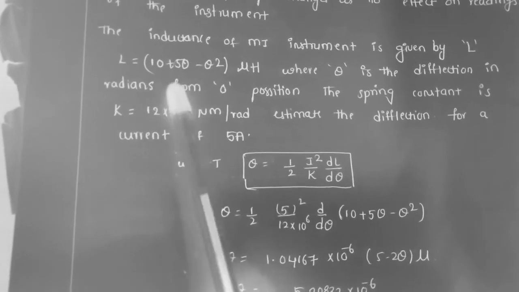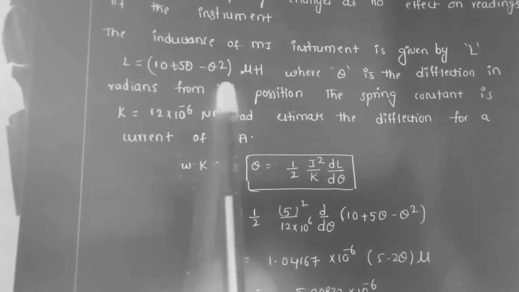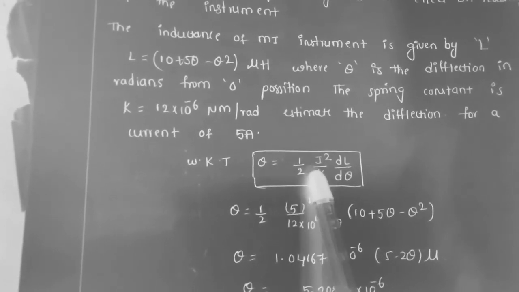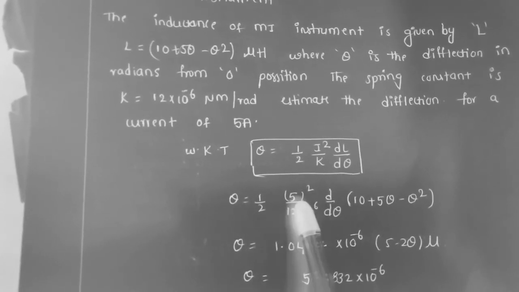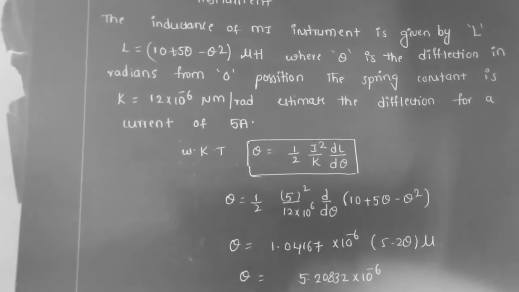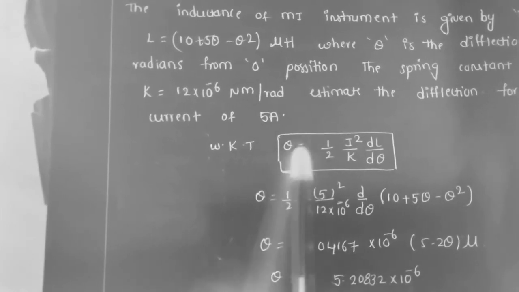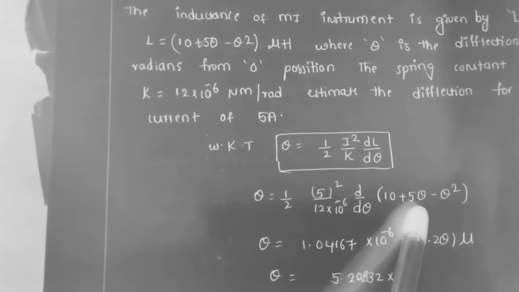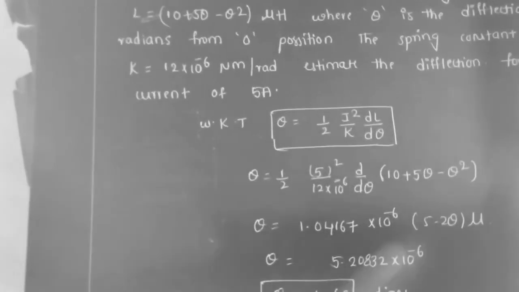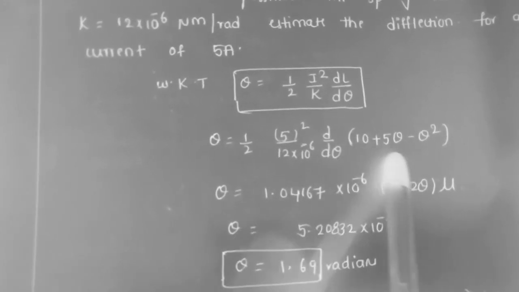How to solve this? The inductance is given by L equals 10 plus 5 theta minus theta square microhenries. We have to calculate dL by d theta for this. We already know theta equals half I square by k dL by d theta. From that, theta equals half I square, where I is given as 5 amps, divided by the spring constant, given as 12 into 10 power minus 6, times dL by d theta. We calculate dL by d theta for L equals 10 plus 5 theta minus theta square, which gives 5 minus 2 theta.